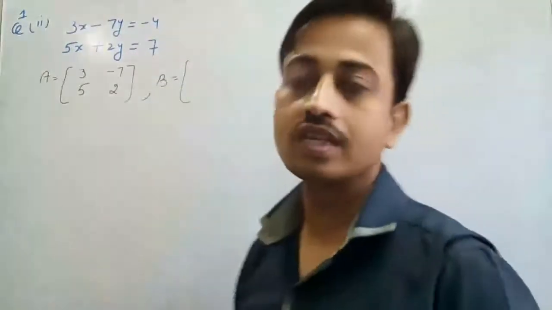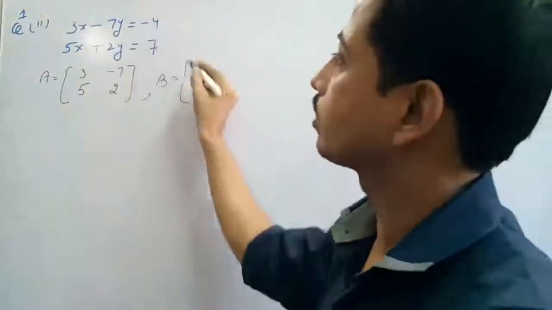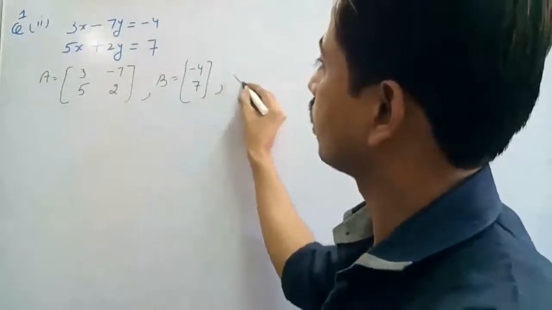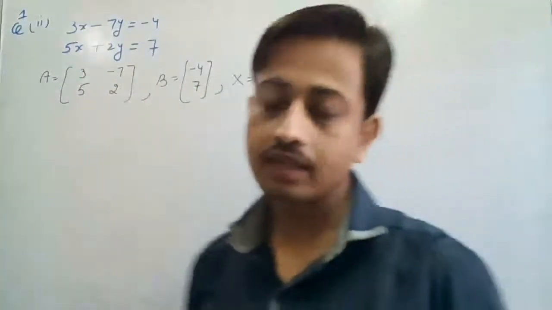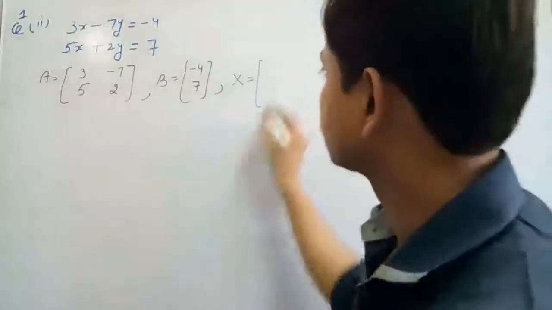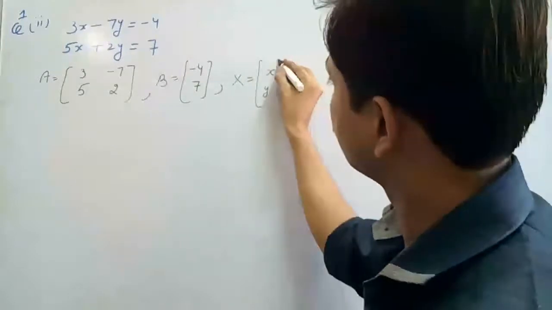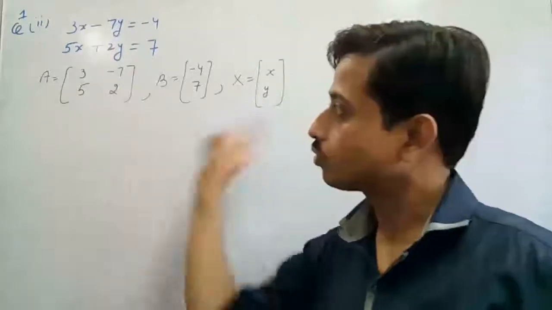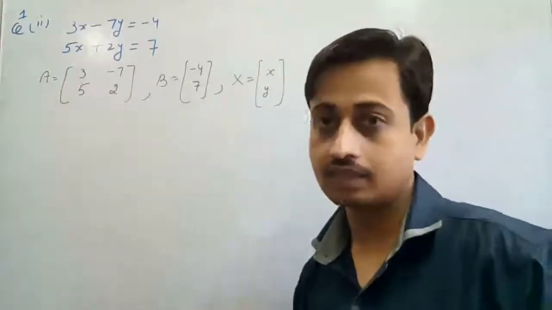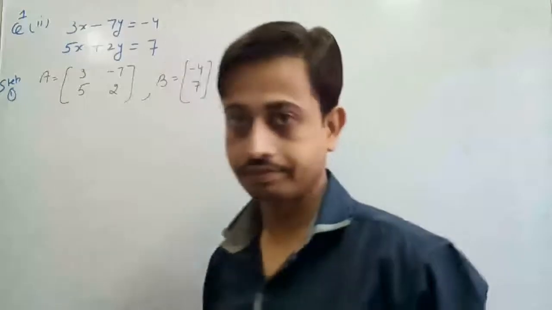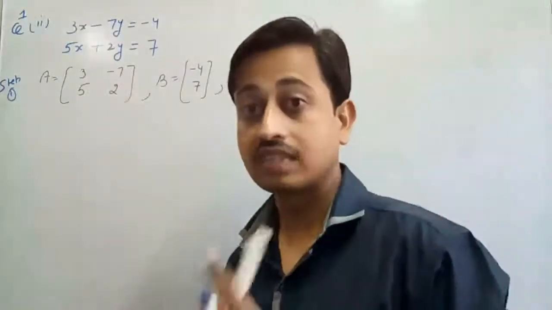Now, what is B? B is your constant term matrix. And here the constant terms are minus 4 and 7. Third one is what? The variable matrix. In this, what are the variables? Again, the variables are the same, X and Y. So, I am writing here X and Y. First step is, you have to write all these three matrices. This is your step 1. Now I am going to take the second step.